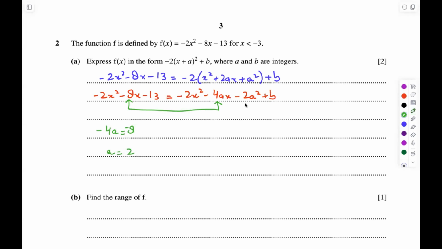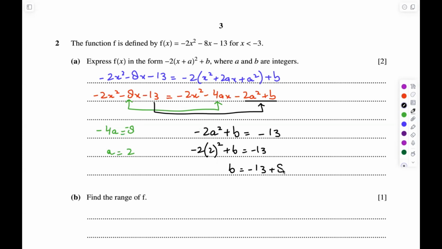and a will be equal to positive 2. Now comparing the constant terms, the constant term on the left hand side is minus 13 and on the right hand side it is minus 2a squared plus b. So minus 2a squared plus b equals minus 13. The value of a is 2, so this will become minus 2 into 2 squared plus b equals minus 13. So 2 squared is 4 and 4 times minus 2 is minus 8. So minus 8 will become a plus over here. So the value of b will be equal to minus 5.